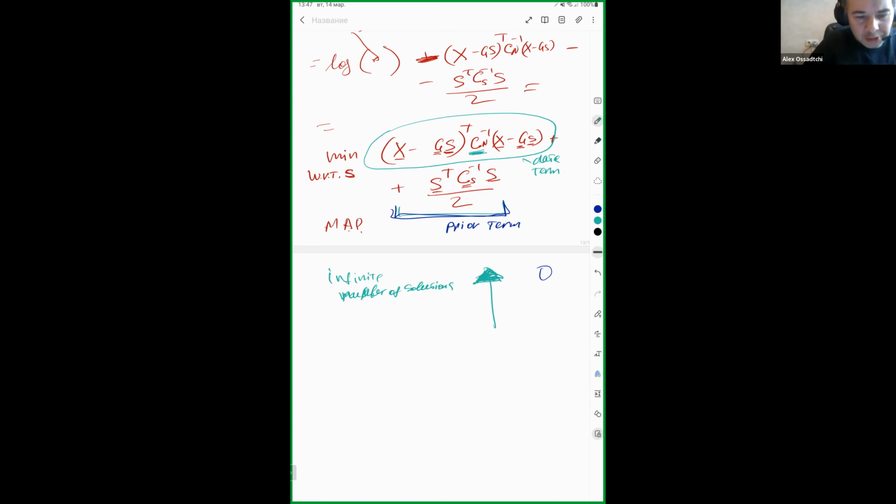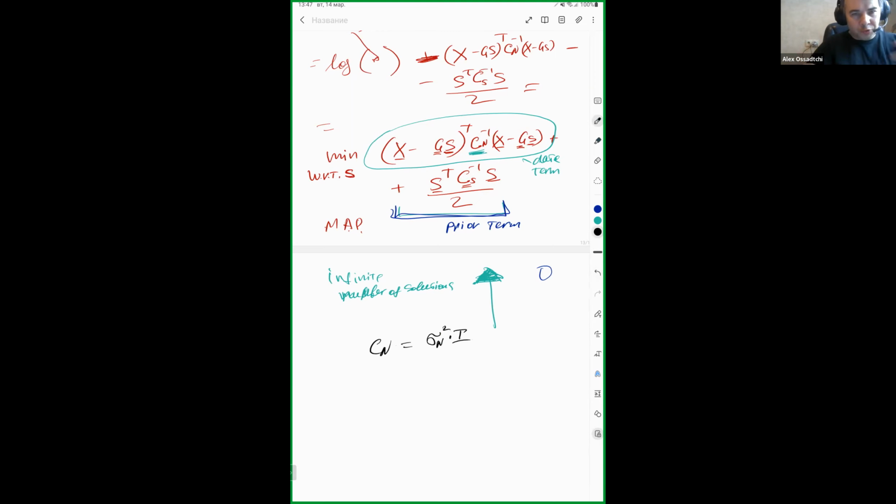So in the simplest case, if you assume, for instance, that Cn is sigma noise squared times identity, okay?